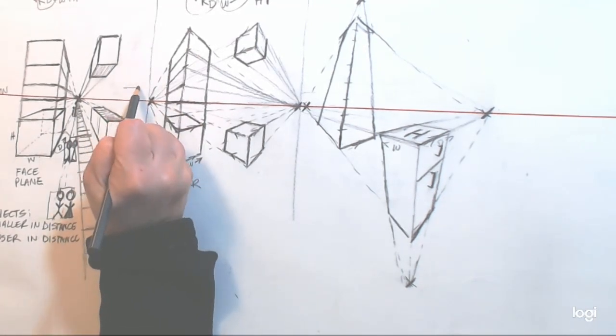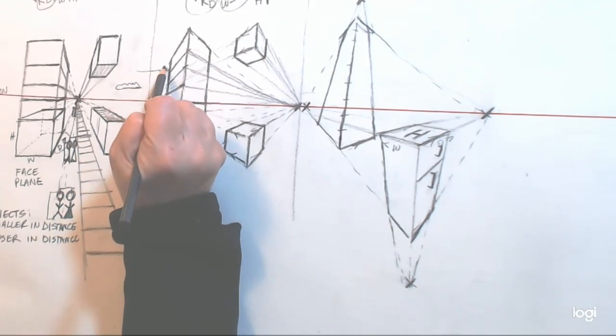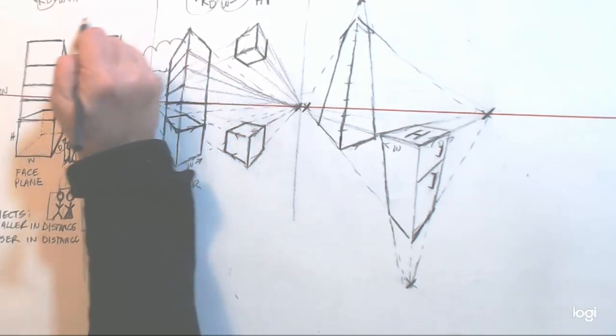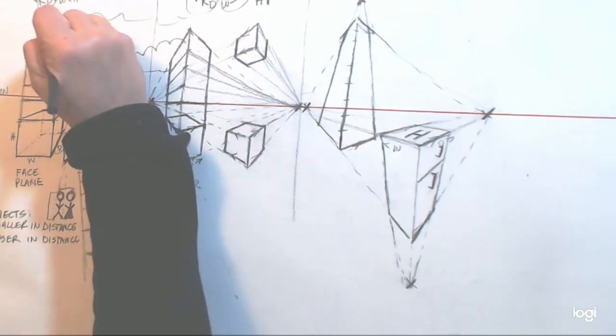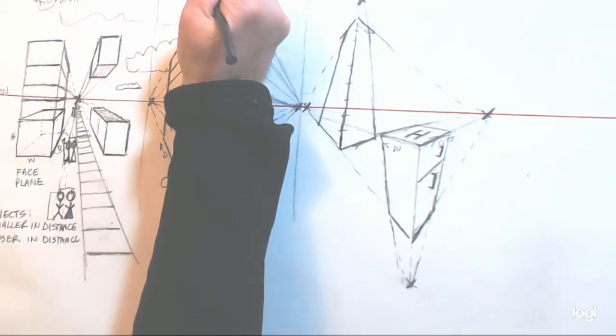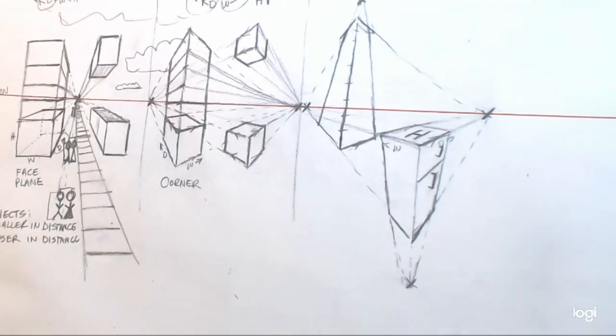Even clouds. If you have a cloud in the distance, it might be this big. As these clouds get closer to you, they're higher. They're not as close to the horizon. They're going to appear bigger. Okay? So I think that's plenty to think about for now.